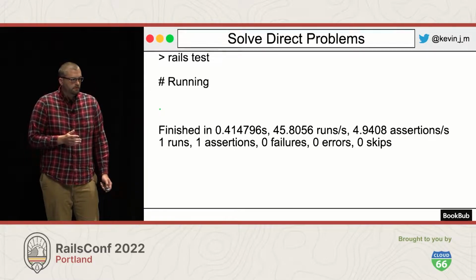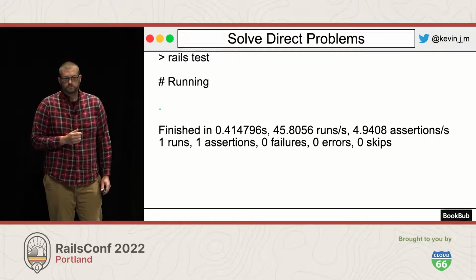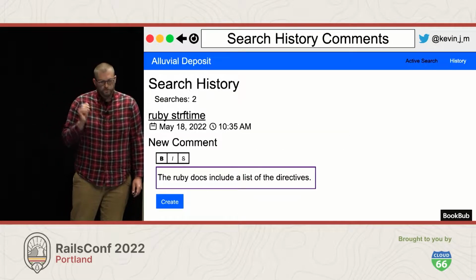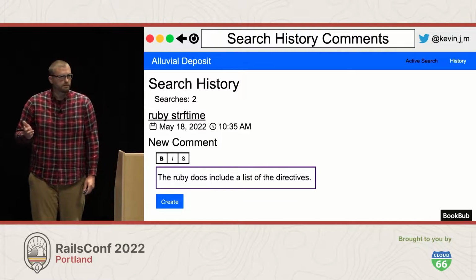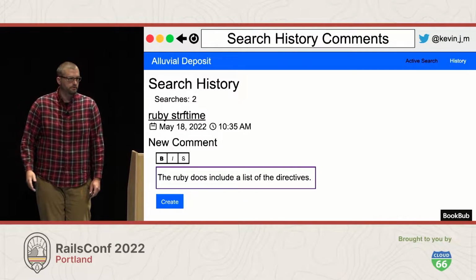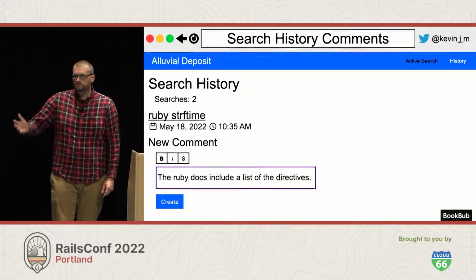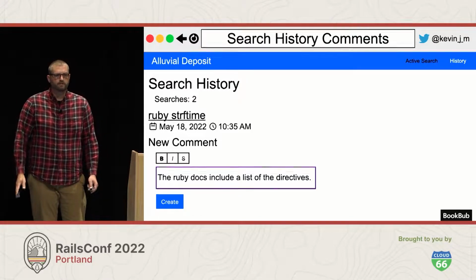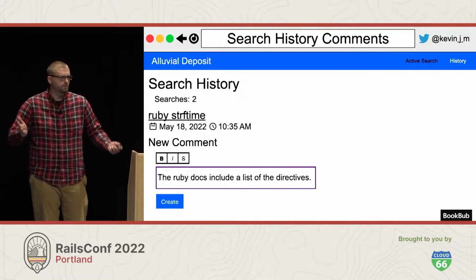Let's build a separate feature to our search history here. We're going to add comments, because why not? Everything needs comments. You can now comment on your search history. You can remember why you searched for something, maybe some great results that you found, things that you liked or didn't like about it, whatever you want to do.